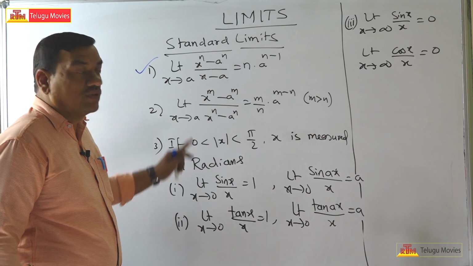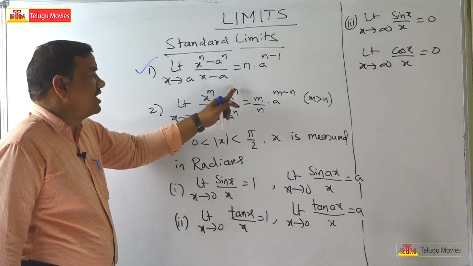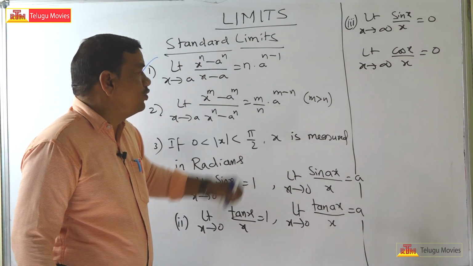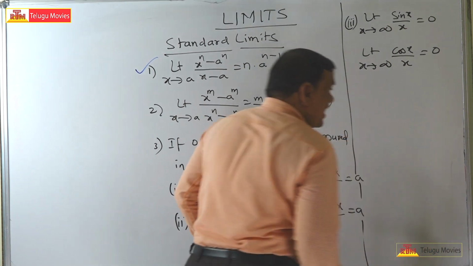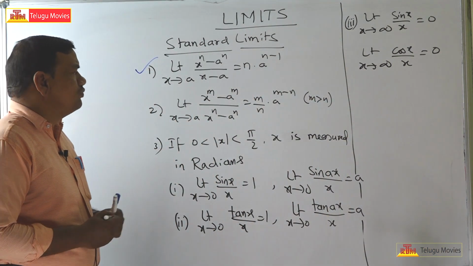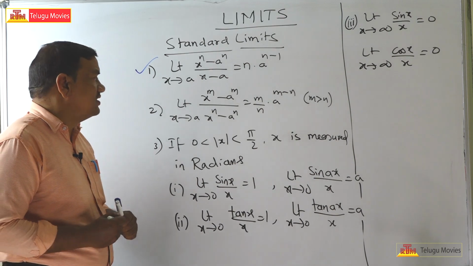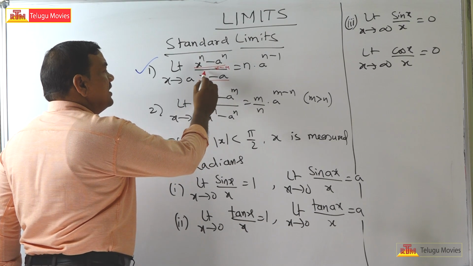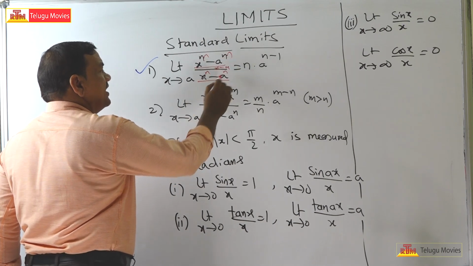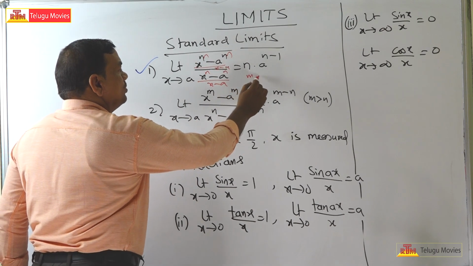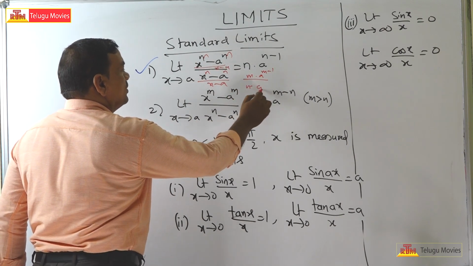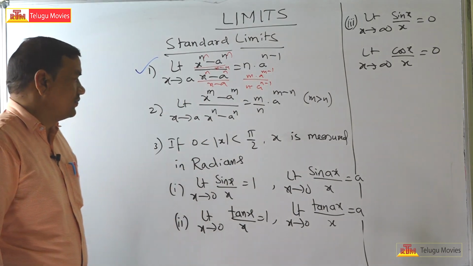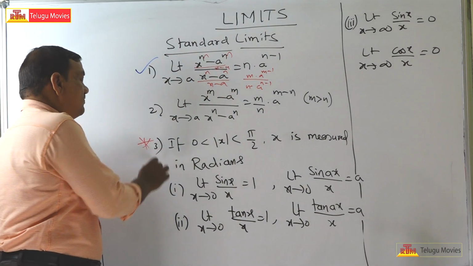Coming to the second one: limit x tends to a of (x^m minus a^m) upon (x^n minus a^n) is equal to m by n, a to the power of m minus n, where m is greater than n. This proof is also very easy. The only thing is to divide the numerator by x minus a, and here also divide the denominator by x minus a. Then you will get m into a to the power of m minus 1 in the numerator, and n into a to the power of n minus 1 in the denominator. If you simplify this, you will get the proof. Very easy proof, and this concept is very important.